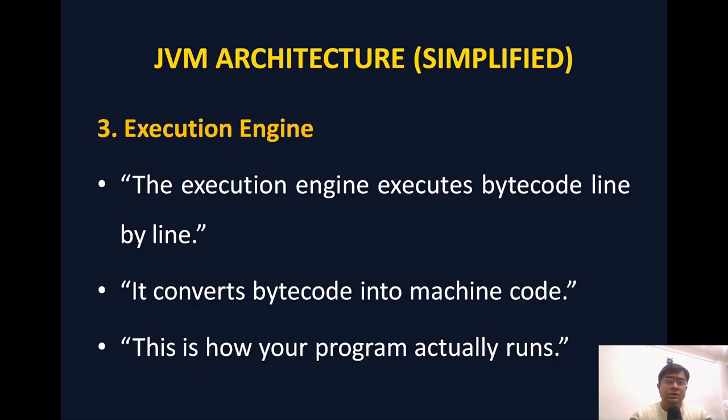Now the third component is the execution engine. The execution engine executes the bytecode. Whatever bytecode is generated is executed line by line. This execution engine converts the bytecode into machine code. This is how your program runs. This is the whole step. This is how your programs actually run.